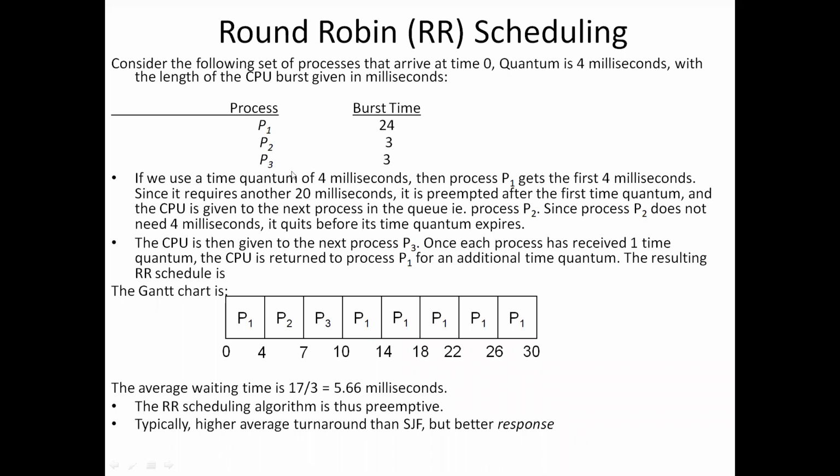You can see process 1 will be at the ready queue's head, next process 2, and next process 3. We have defined the time quantum as 4 milliseconds, so the CPU will be allotted to process 1 for the first 4 milliseconds. Since it requires another 20 milliseconds, process 1 is preempted after the first quantum, and the CPU is given to the next process in the queue.